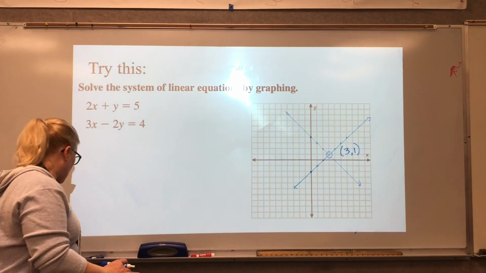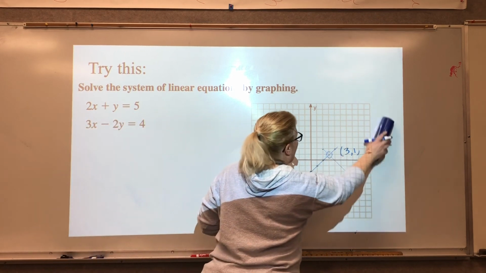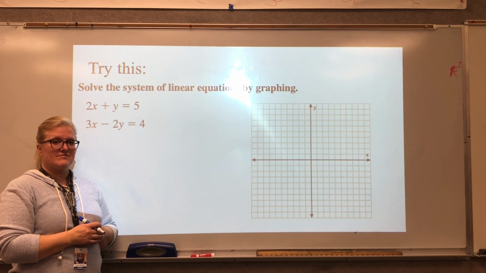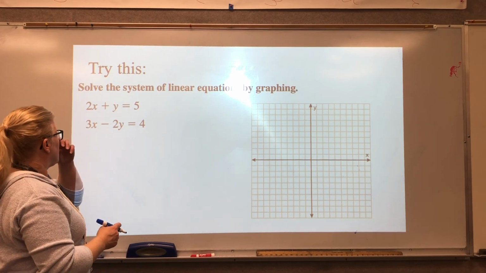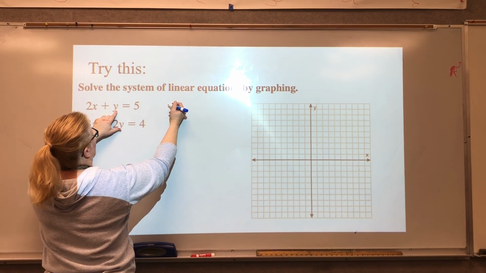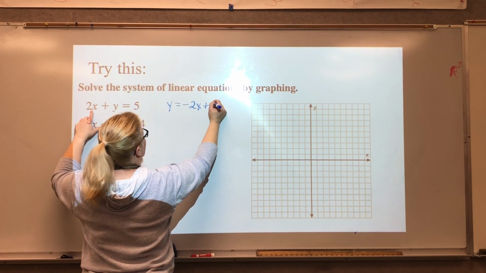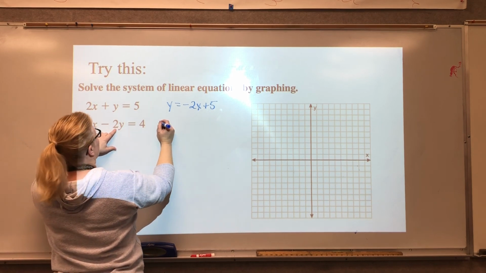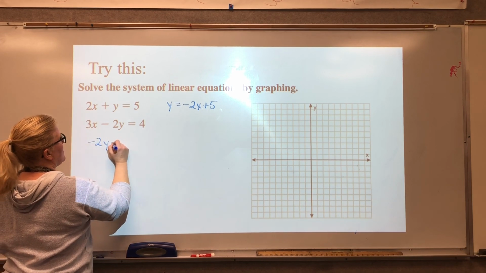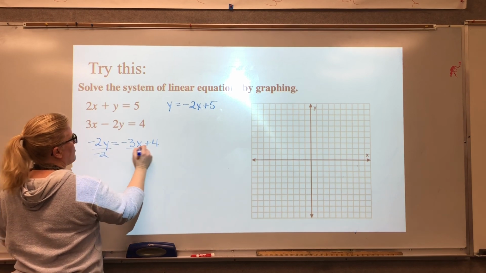Okay, one more, and we'll be done. I want you to go ahead and try this one. Okay, so this one's a little harder. We need to put it in y equals mx plus b form. For this first one, I have y equals negative 2x plus 5. And down here, if I move the 3x over, I'll have negative 2y equals negative 3x plus 4. Now I need to divide everything through by negative 2.